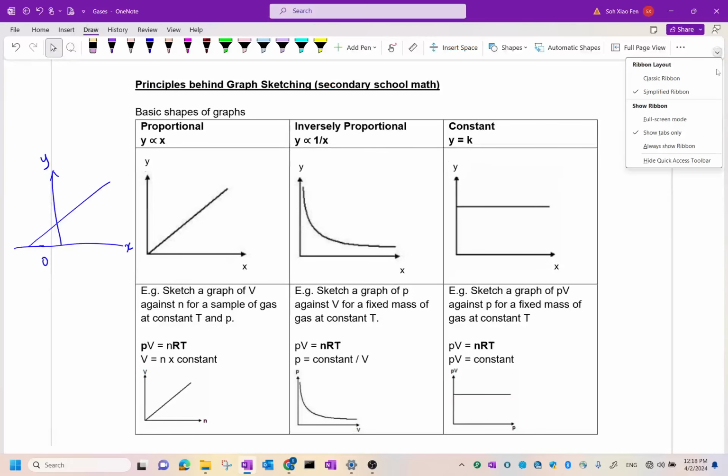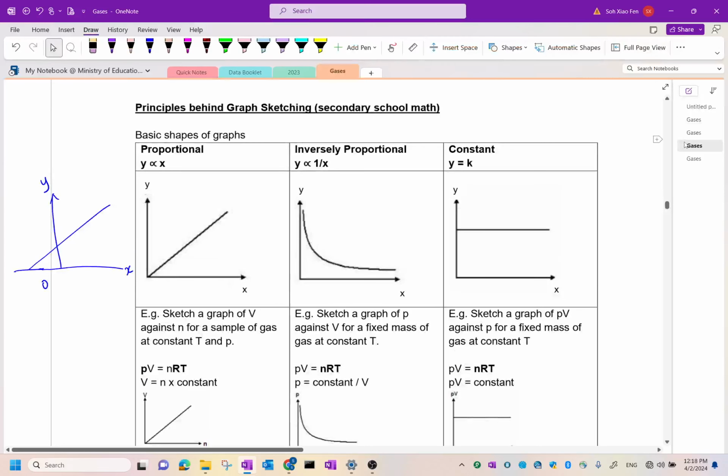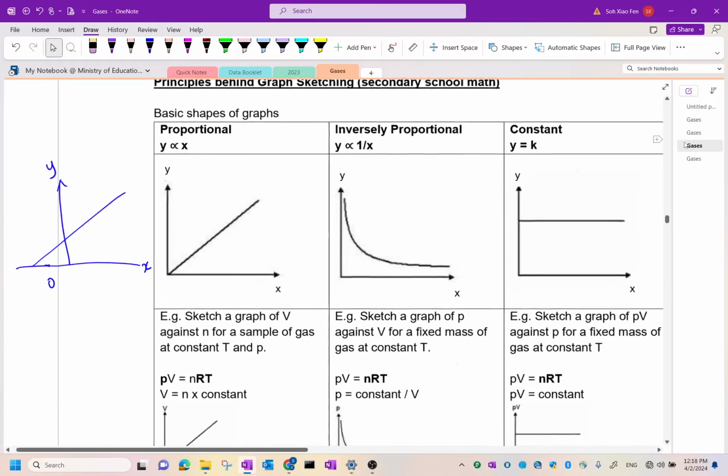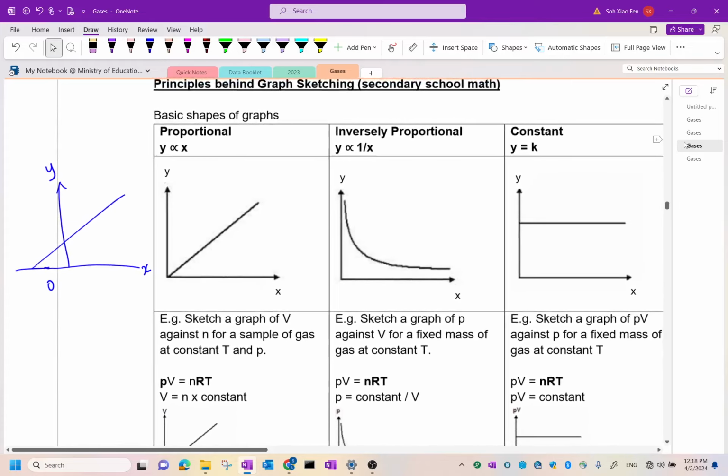Okay, so the next section here is about sketching graphs related to the general gas equation PV equals nRT. Students typically find this part challenging, but actually this is more math than chemistry. If you know your math well, sketching graphs shouldn't be so tough for you. Let me just illustrate what I mean here.